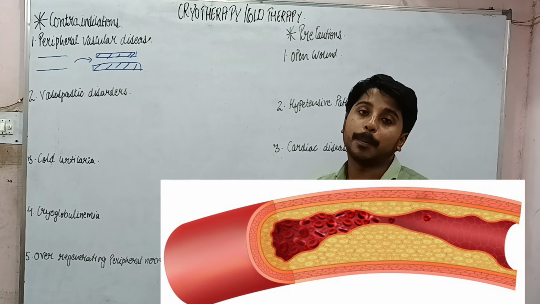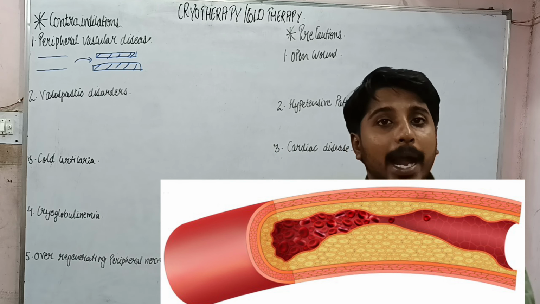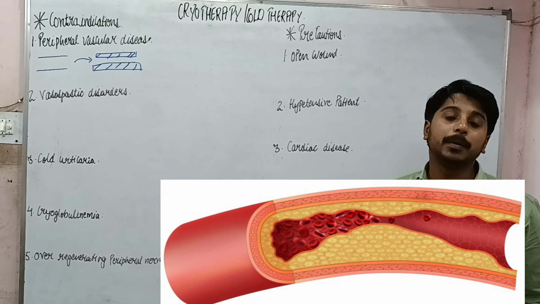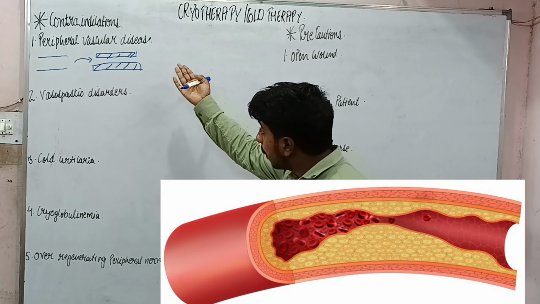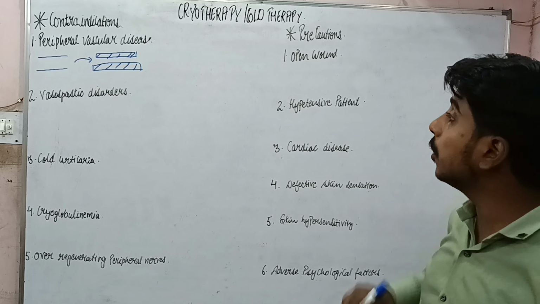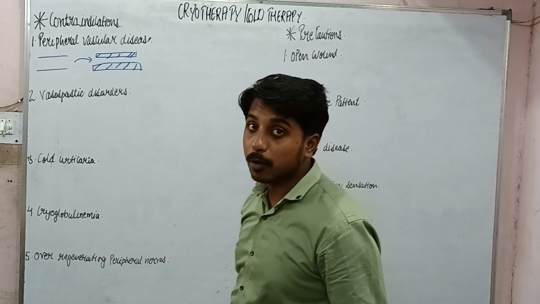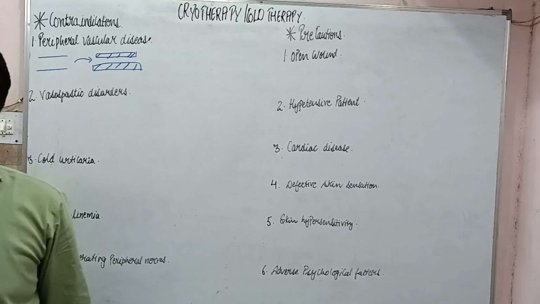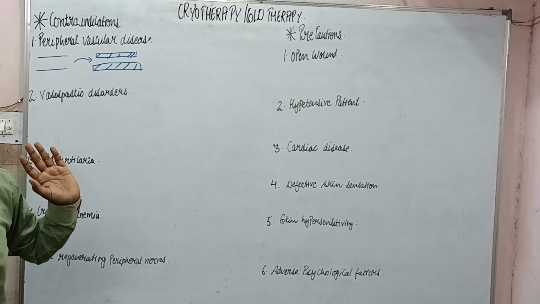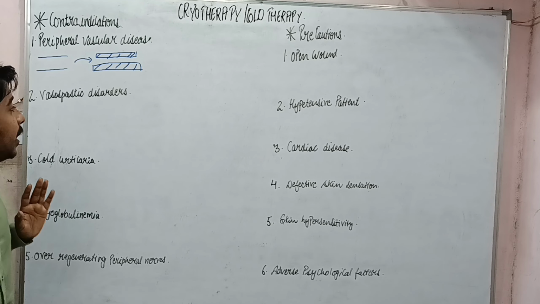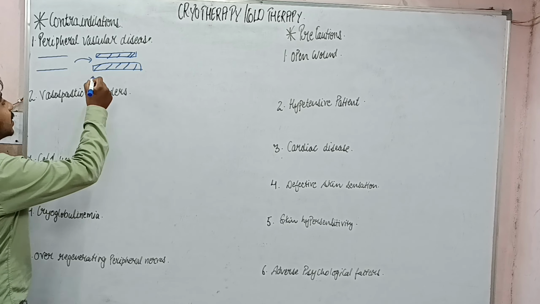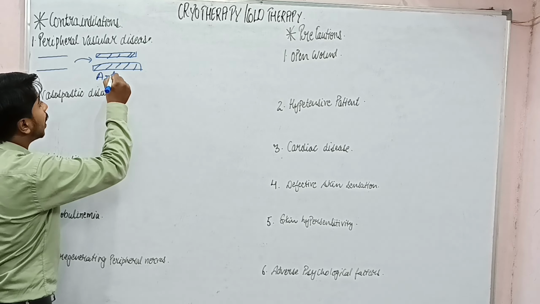And if we apply a cold pack here, it will definitely cause vasoconstriction, and the blood flow will be further reduced. Initially the blood flow was already reduced due to arteriosclerosis, and if we are applying a cold pack, it will further reduce the blood flow and cause a detrimental effect. So it will produce a complication. So we will not be using cryotherapy in peripheral vascular disease. This is arteriosclerosis.